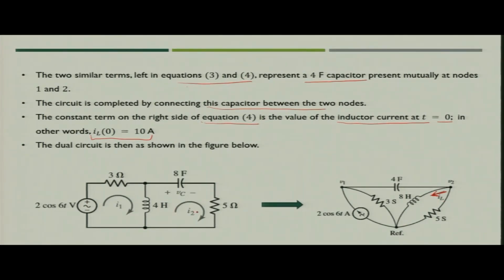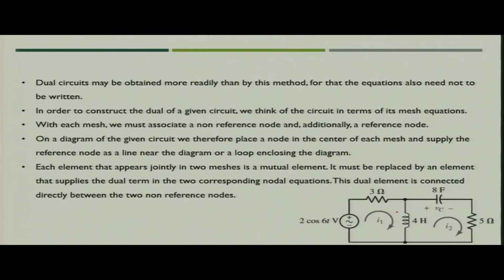Again, if you see this circuit, voltage Vc is opposite to the mesh current direction I2. So, that means in this case the current would not go inside the non-reference node V2, but it will come out of the non-reference node V2. That is why the direction of the current IL is in this direction.